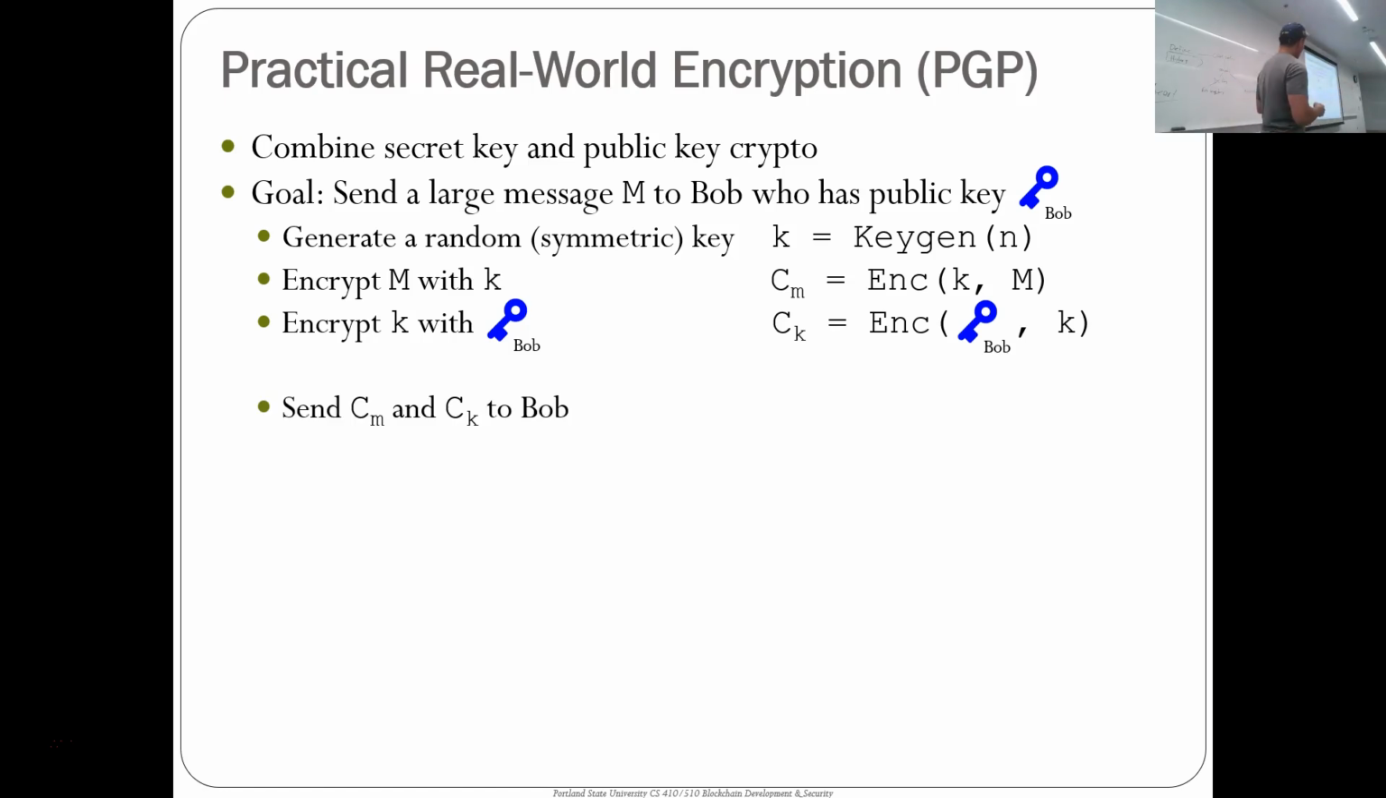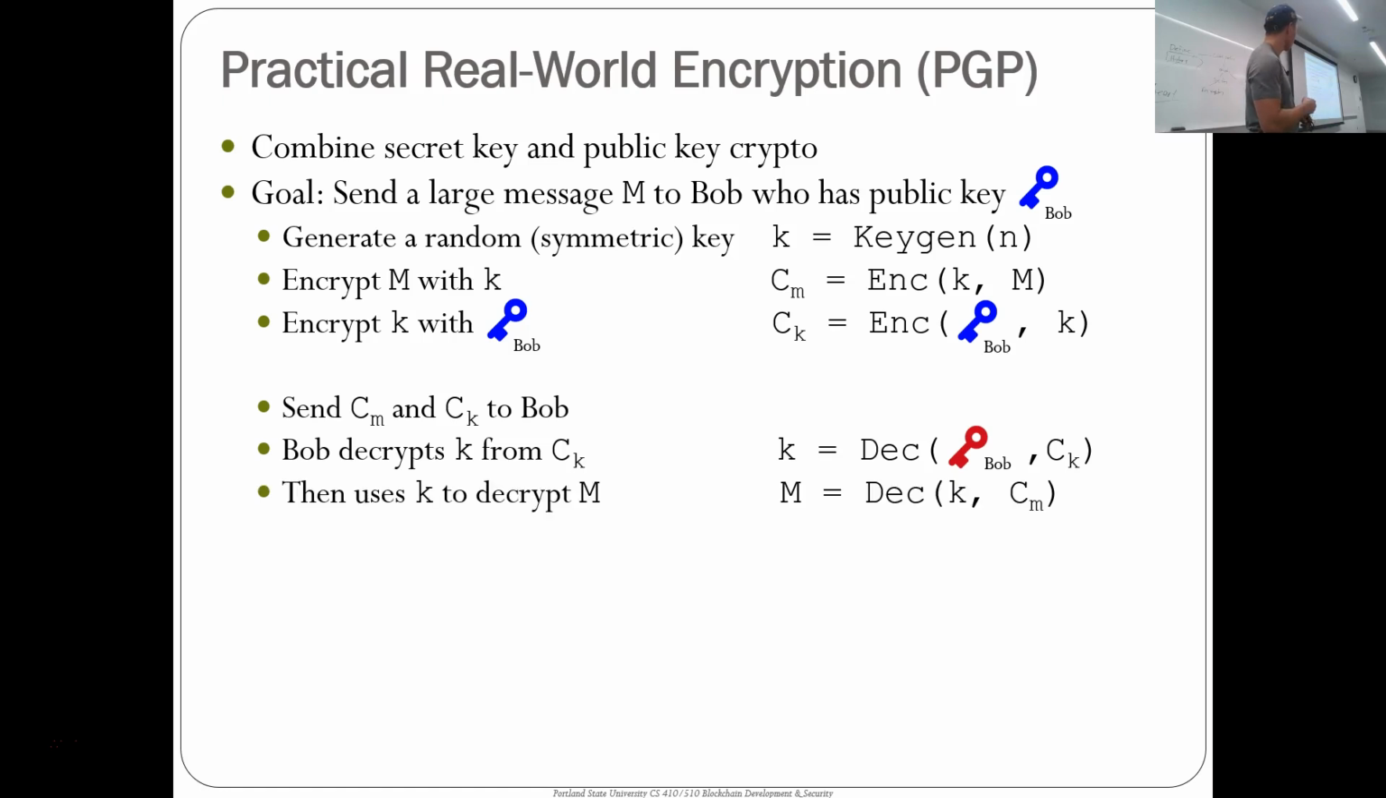And then Bob is going to take his private key and decrypt C sub K to get the original symmetric key that Alice used. Then from the original K, he uses K to decrypt M, and now has the authentic message. Okay? Are there questions about PGP? This is at a really high level, obviously, but that's really the crux of PGP.